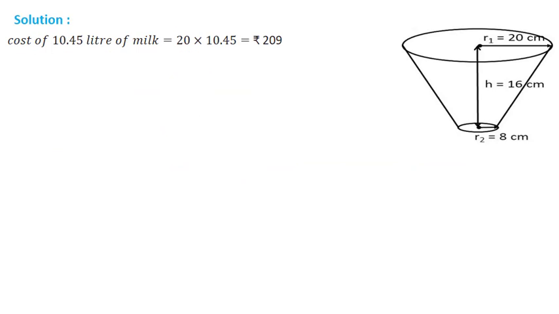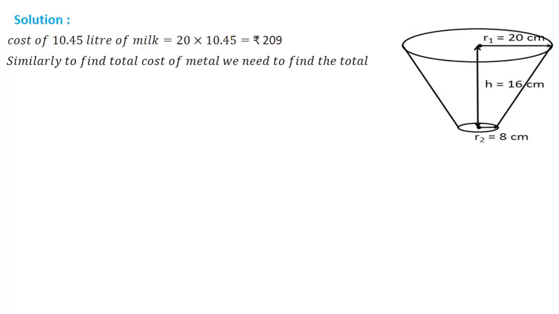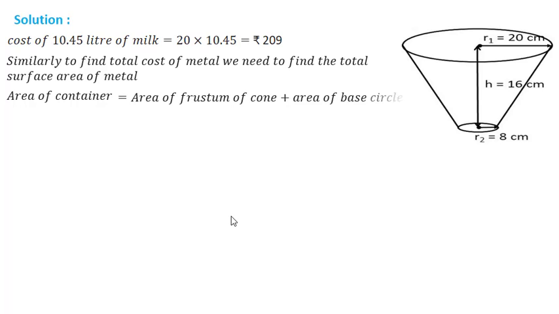Now we know cost of milk. Now let us find the surface area. We have to find the cost of metal used to make this container. So for that we will find surface area of the metal, which is equal to the curved surface area of this frustum of cone, plus area of this circular base.